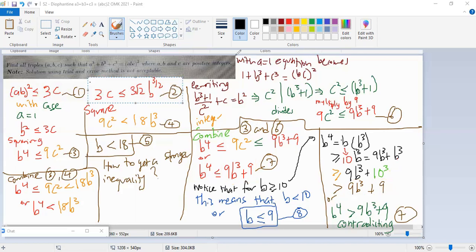Because we want it to be less than that. That's what I proved earlier. So this contradiction tells me that the only possibility for this to be true is if B is less or equal to 9, the only other option. So B equal to 10, you get this opposite.